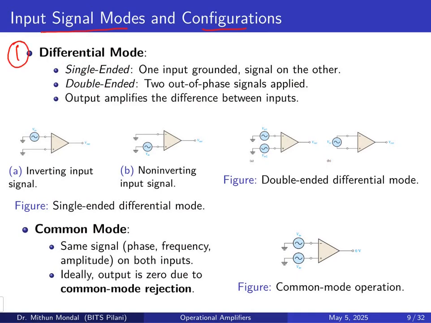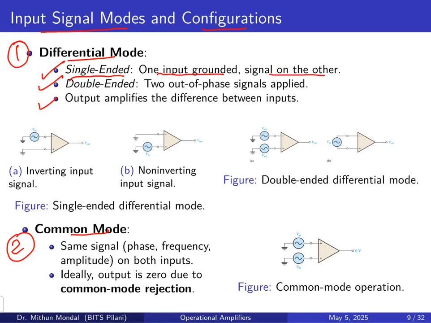The input signal modes and configuration: we have two input modes. One is the differential mode, and the second one is the common mode. In the differential mode, we have single-ended or double-ended, where the output is amplifying the difference between the inputs. What do you understand by single-ended? One input will be grounded and the signal on the other end we will be giving.